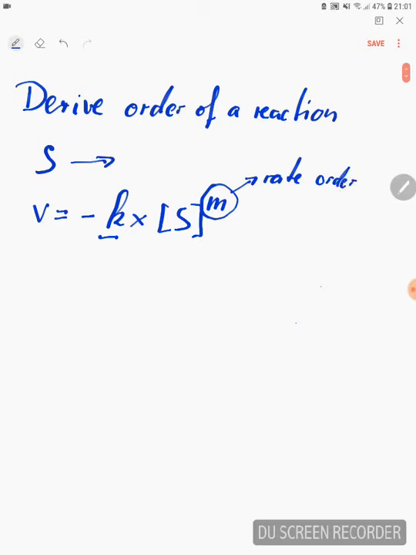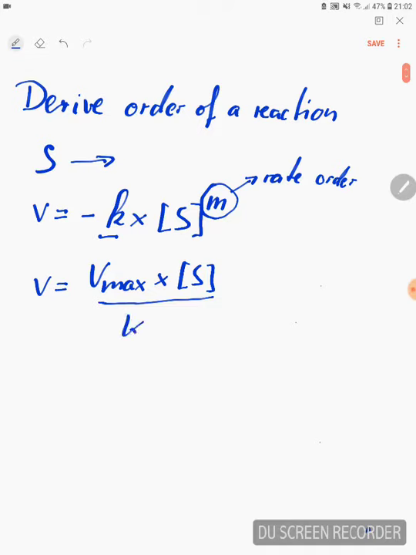You then probably ask, well, why do we want to derive the rate order mathematically? Well, sometimes the rate equations can be a little bit more complicated. So, for example, for an enzyme reaction, we might have V equals Vmax times S, the substrate concentration, divided by Km plus the substrate concentration. And in this case, finding the order is not so trivial.